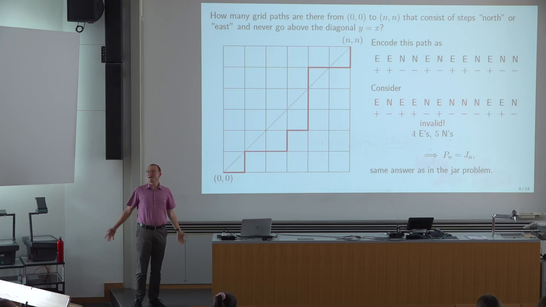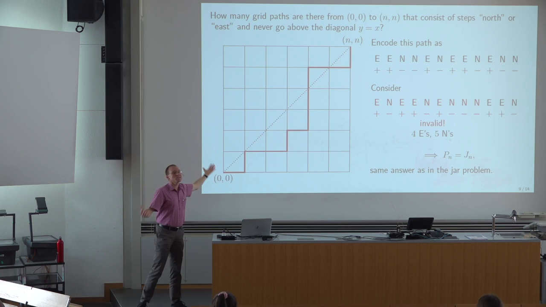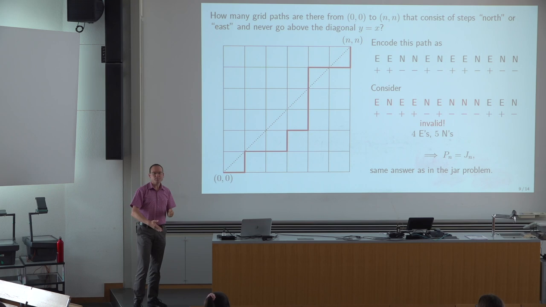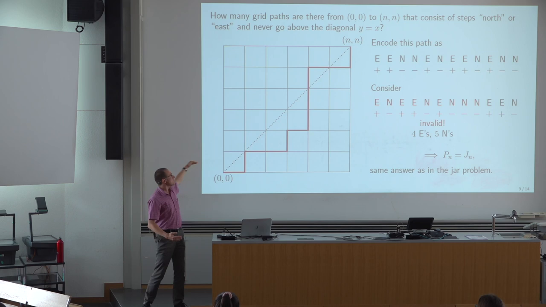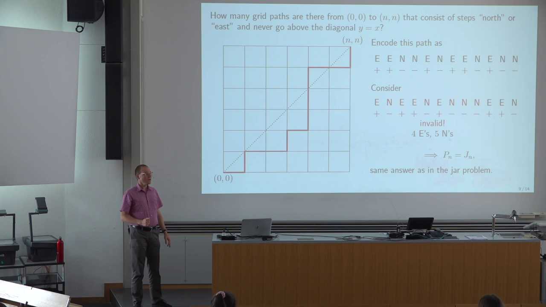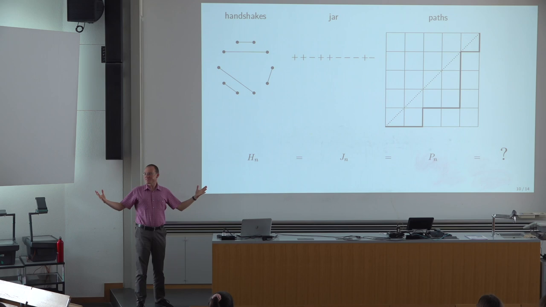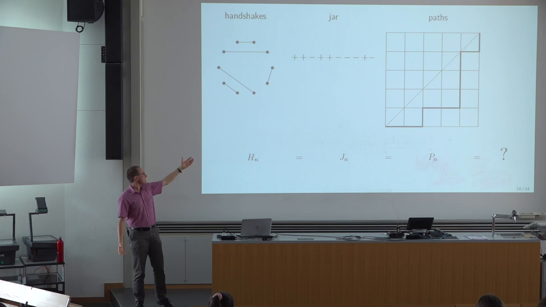Because finding paths that never go above the diagonal is the same thing as finding sequences of pluses and minuses where up to any given point you have at least as many pluses as minuses. By the way, that you finish at (n,n) means that you have exactly n easts and n norths, as many pluses as minuses, and you never have more minuses than pluses. Okay, so up to now, we have discussed three problems, and they have the same answer: handshakes, jars, and paths that never go above the diagonal.